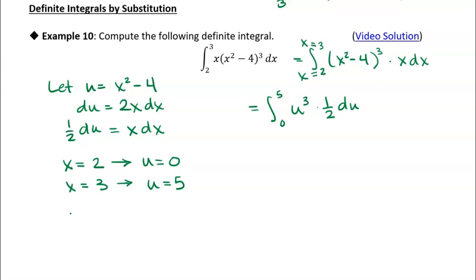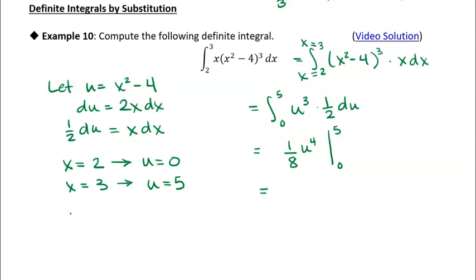So now everything is in terms of u, and the antiderivative of u cubed is u to the 4th over 4, but then it's times 1/2. So I'm going to make it 1/8 u to the 4th. And then I'm going to evaluate it from 0 to 5, because these are u values. I don't need to go back to x. If I've translated my x limits of integration to u, I don't need to go back and rewrite this in terms of x. So that's pretty sweet.